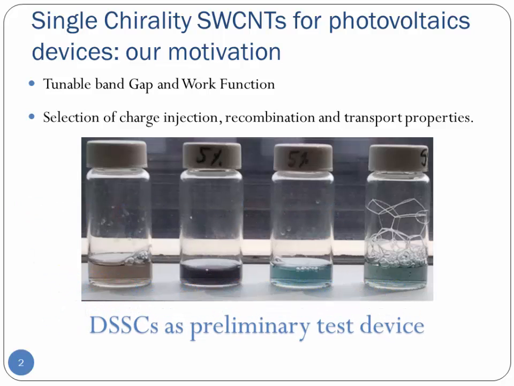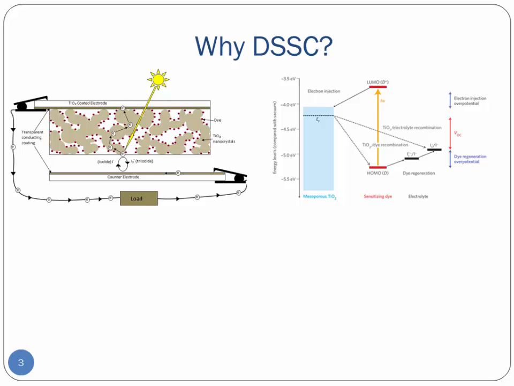The kind of device that we chose as a preliminary test device is a dye-sensitized solar cell. Why did we choose dye-sensitized solar cells? Not because we are trying to maximize the efficiency of a DSSC, not because we think that DSSC is the best device for application, but because all the processes involved in the mechanism of a dye-sensitized solar cell allow us to test specific properties of chirality-separated carbon nanotubes.